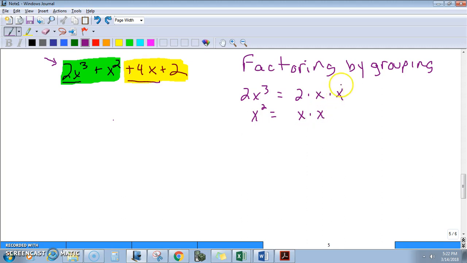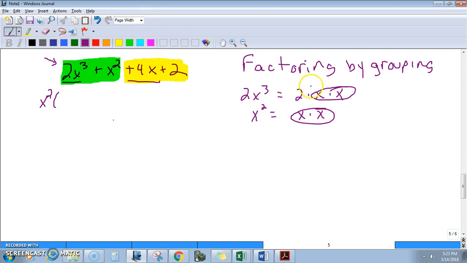Or I guess I could have done it like this. They have 2 x's, they have 2 x's. So that's what I can factor out of those two terms. And I'm going to factor out x squared, obviously not x times x, out of this green part. So what that looks like is x squared, parenthesis, right?